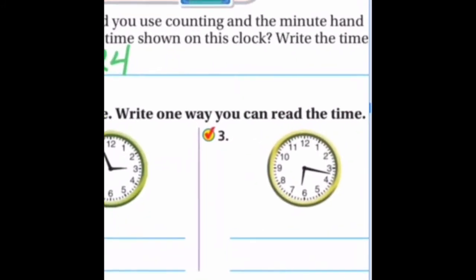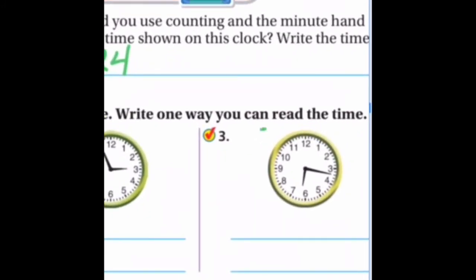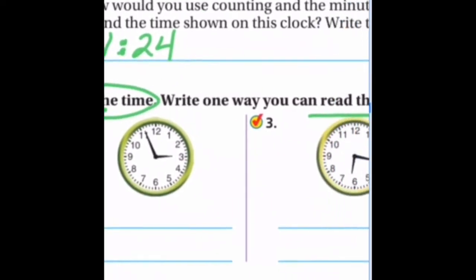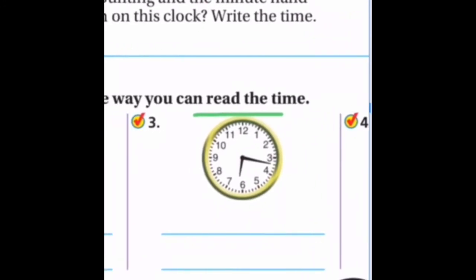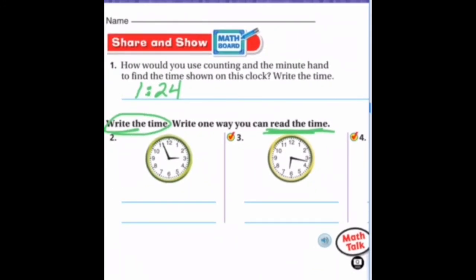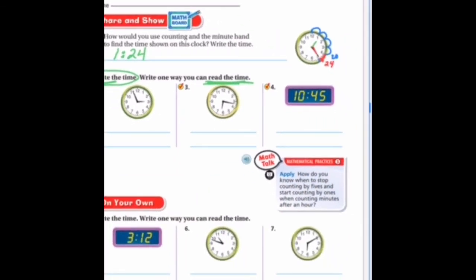It also says write one way you can read the time. Okay, that's the one where you're saying 10 minutes after 7 or 10 minutes before 8 or something like that, okay? So make sure you write the time and then write one way you can read the time as before an hour or after an hour, all right? After you do share and show, please bring it up so we can check it.